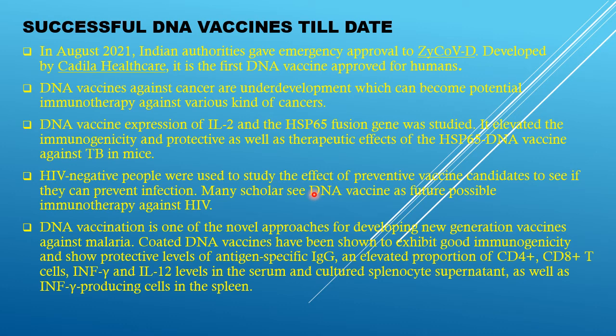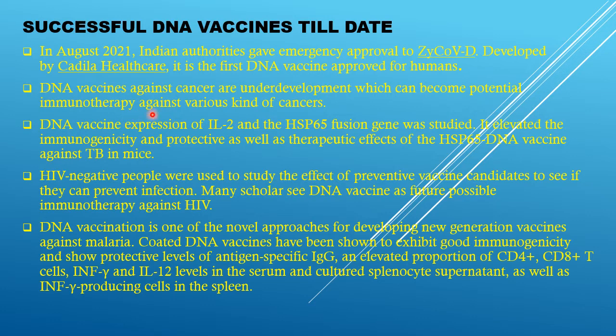Now we shall talk about the successful DNA vaccines to date. Already we have talked about the importance of vaccines, but those were not DNA vaccines. So now we have to talk about the successful DNA vaccines up to date. In August 2021, Indian authorities gave emergency approval to Zycovid-D, developed by Cadila Healthcare, the first DNA vaccine approved in humans.